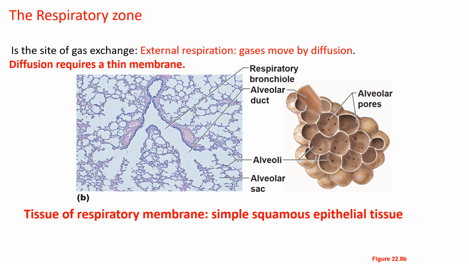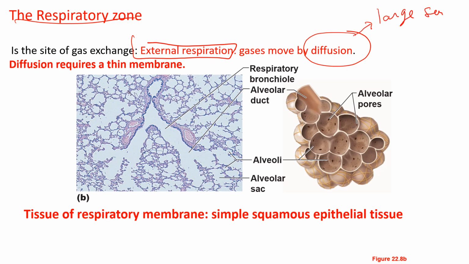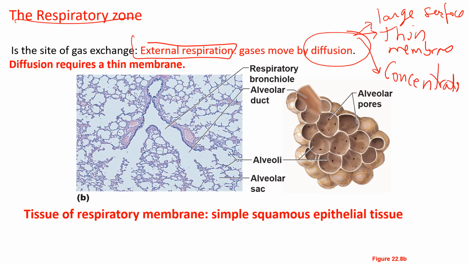All right. So this is the site of external respiration, the respiratory zone. Gas is going to move by diffusion. Diffusion requires three things. Diffusion requires large surface area, which we have if we have 300 million alveoli. It requires a thin membrane. And it requires a concentration gradient for the movement of gases that are going to diffuse.